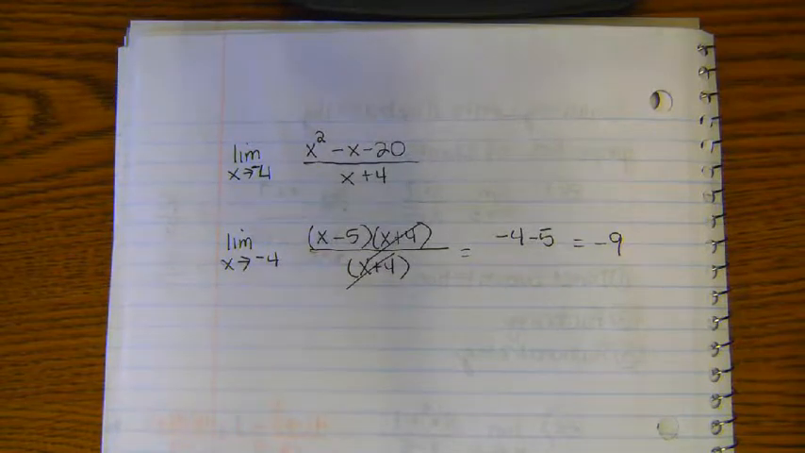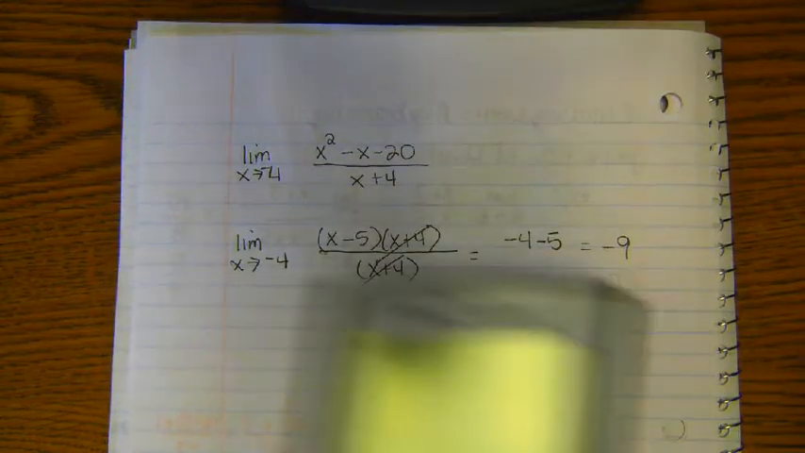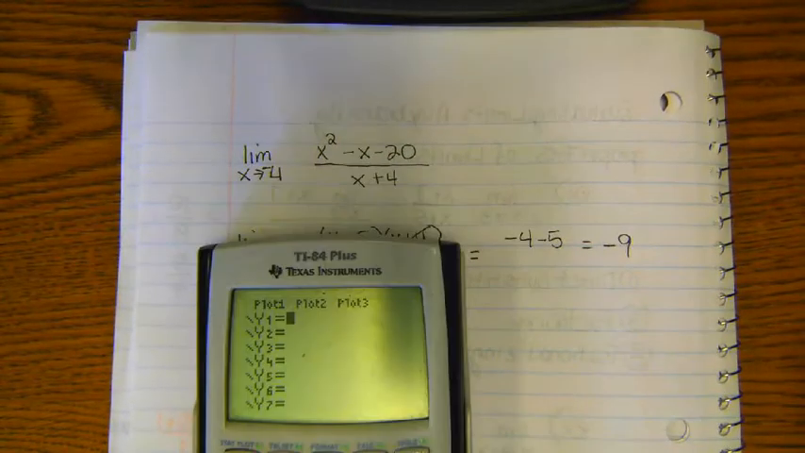Okay, and we saw something like that, I think the first day when we were evaluating limits. But I'm going to just put it in my calculator to back it up with a table.